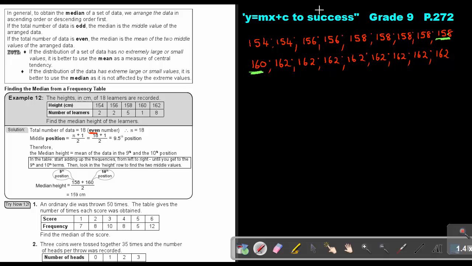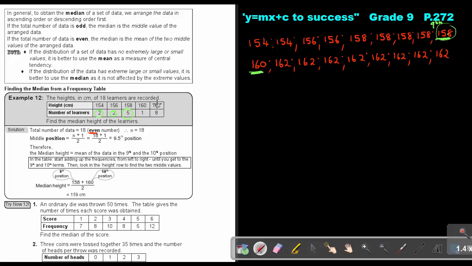But now remember, I'm not having this. I only have the table. So what do I do? I start adding up. I start to say 2 plus 2, that's 4. Then I'm up to there. Plus 5, that's 9. So basically the 9th position will be, this is the first and the second, the third and the fourth, the 5th, 6, 7, 8, and the 9th position is 158. Okay, so this is the 9th. And then this one will be the 10th.